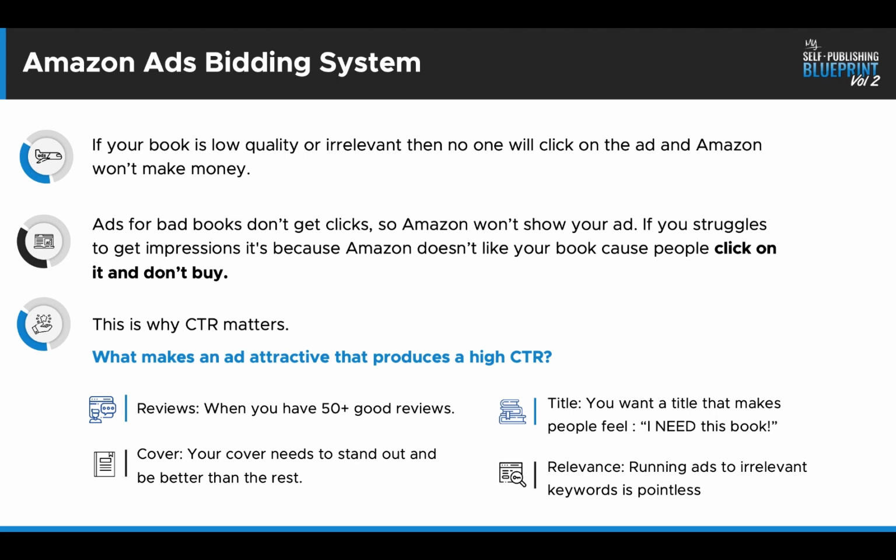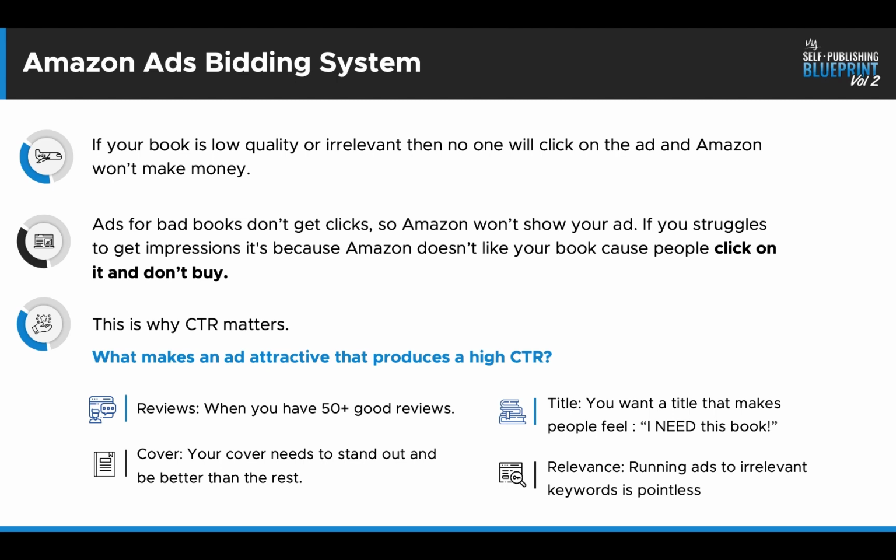Ads for bad books don't get clicks, so Amazon won't show your ad. If you're struggling to get impressions on your ad, it's because Amazon simply does not like your book, because people click it and they don't buy it. Right? So that's why you might not be getting a lot of impressions, because Amazon does not want to show your ad. It does not like something about your book.